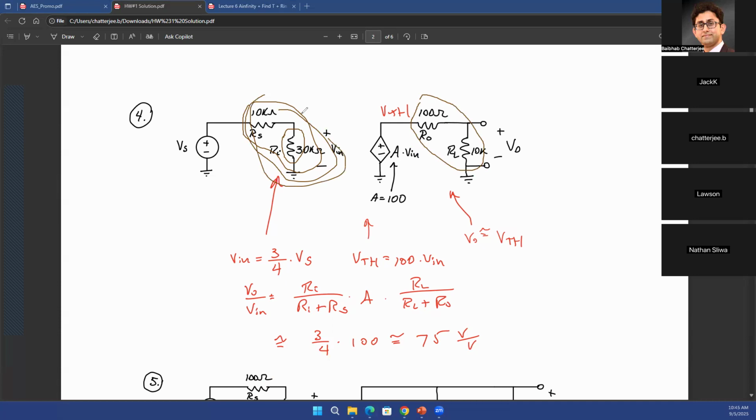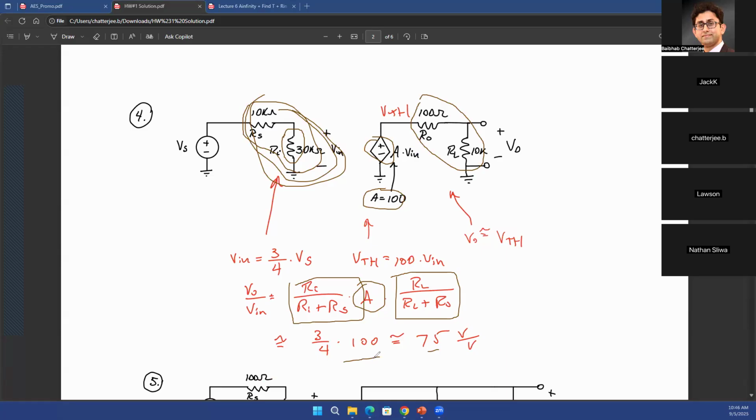So you'll have those two ratios, and you have a gain of 100 in the middle, which is given by this dependent voltage source. Your overall gain would be this voltage division multiplied with the ideal gain, multiplied with the voltage division at the output side. And if you have come up with something close to 75, it should be fine. Of course, there are some approximations made here.